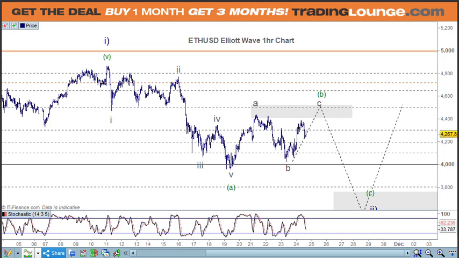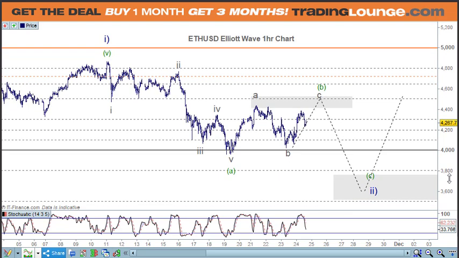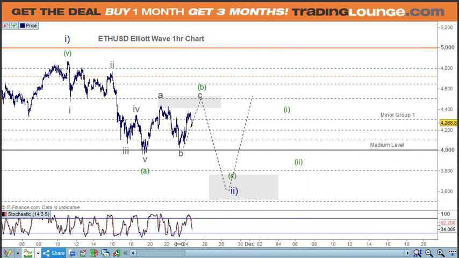Starting with Ethereum here on the hourly chart. We'll have a look at the bigger bearish picture as well, but I'm really focused on my bullish count, and that, as you may know, for Bitcoin and Ethereum is wave one top over here. And we're looking for a zigzag to the downside.